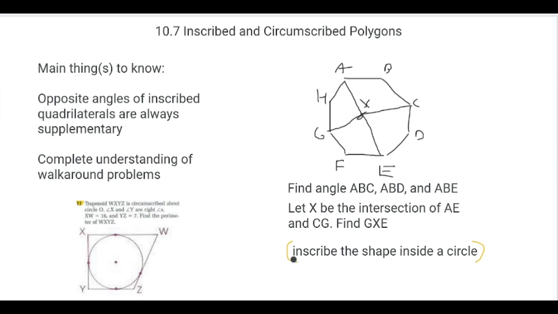So I think the best approach to this problem is to inscribe the shape inside a circle. And remember, to find the interior angle of a regular polygon, it's 180 minus 360 over n, and n in this case is the number of sides that the regular polygon has.